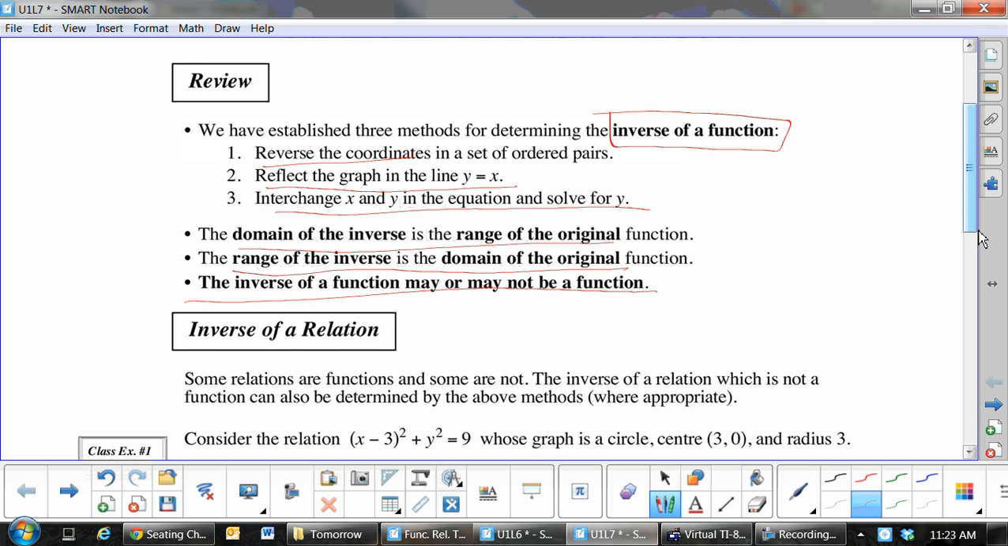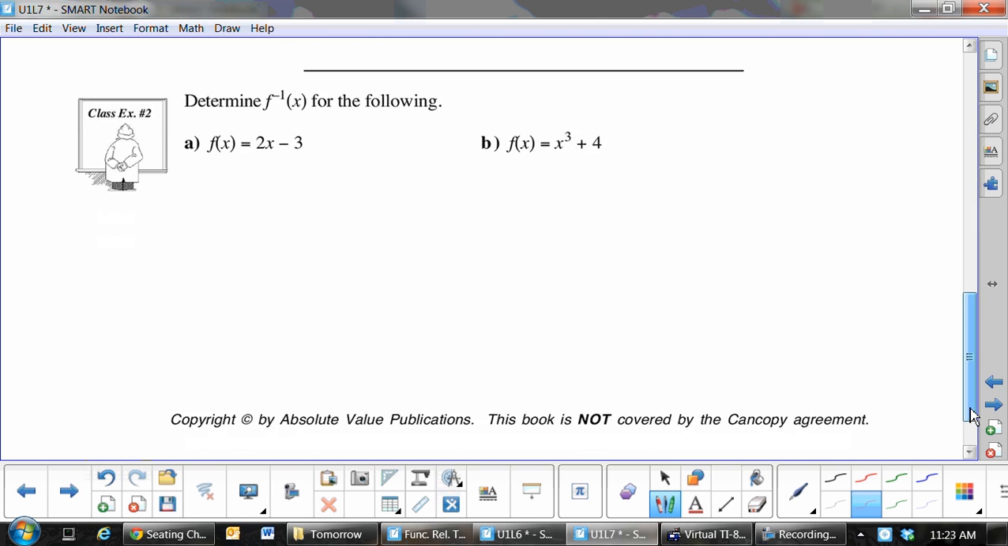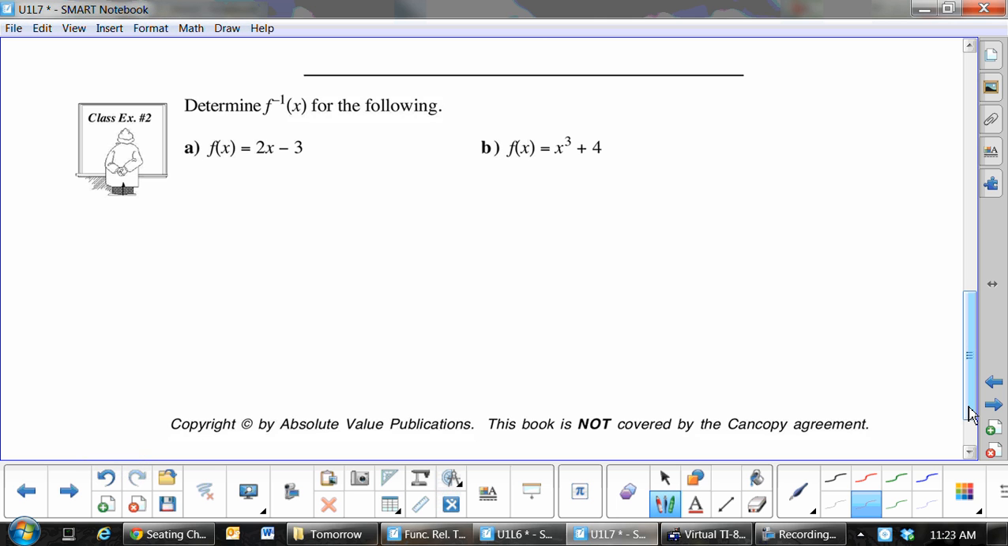Okay? So what I want to do now is go to the next page, and let's do some inverses. Now, here is the way they will ask you to do an inverse.